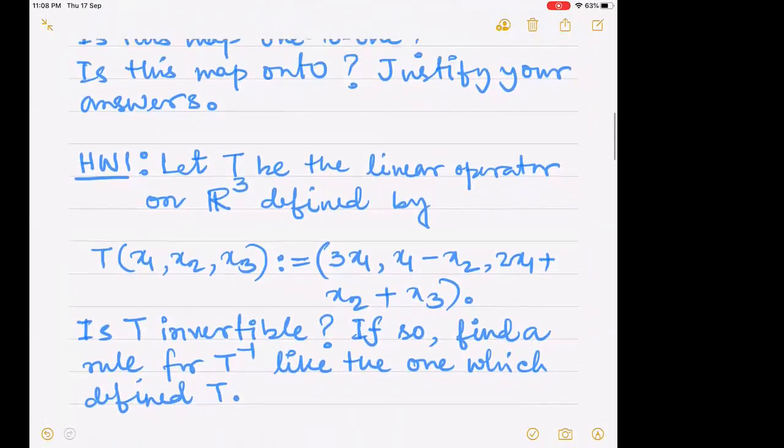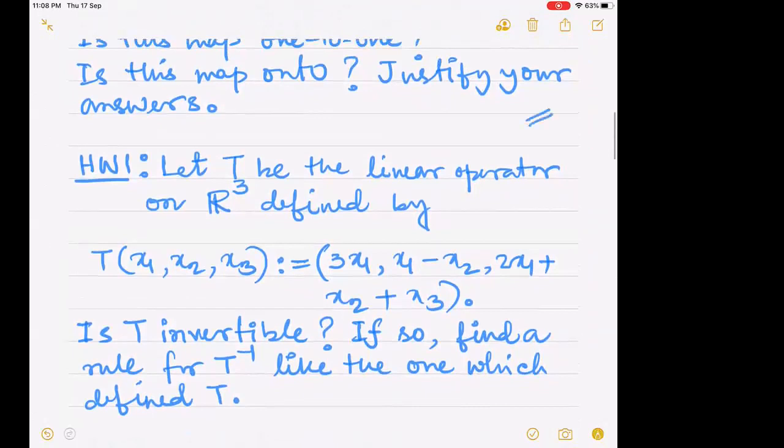This is something that we have not done yet. Homework 1. We will come back to homework 1 once we are done with our module number 2.